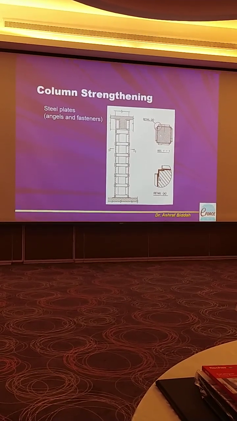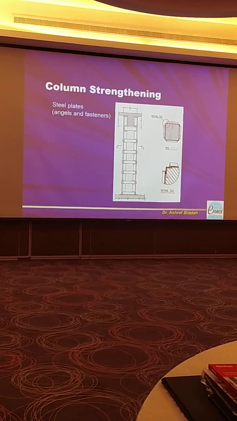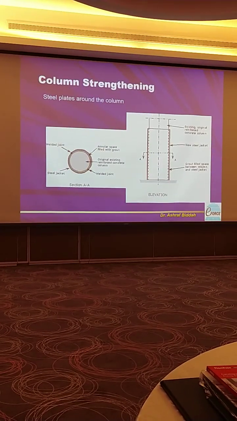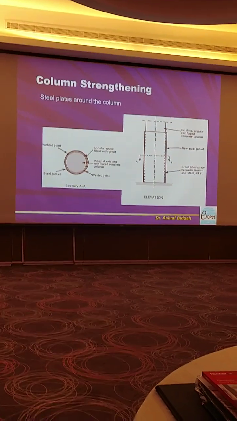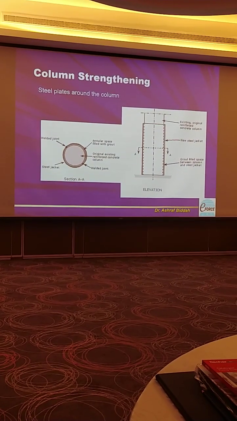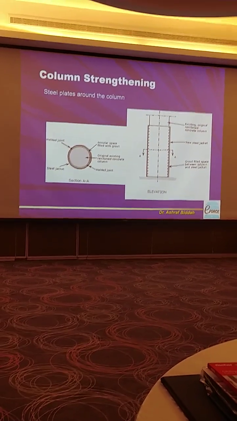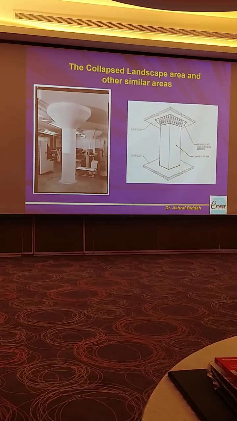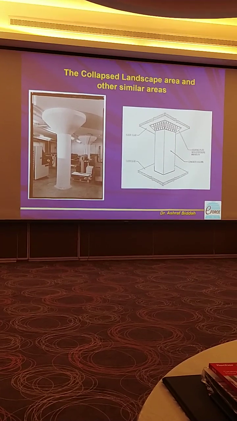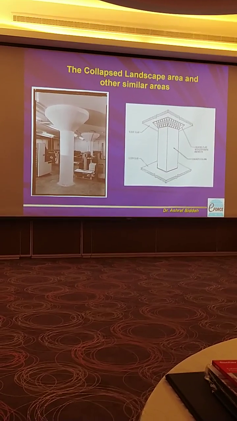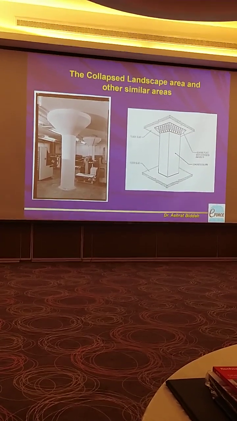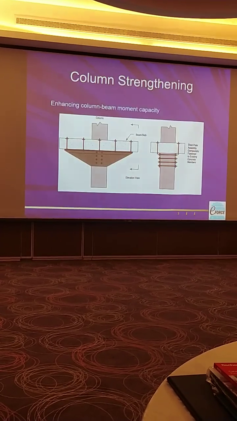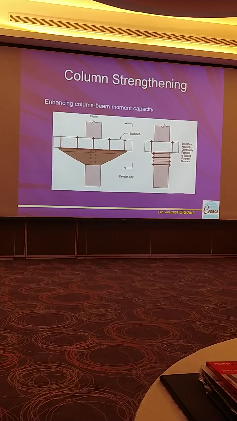either enlargement by concrete or by steel plates. This is the steel jacket. This is another steel jacket. And then we can have grout between the steel jacket and the concrete. This is enlargement to solve the issue of bunching, either by concrete or by steel. You can see here. Again, enlargement with the steel.